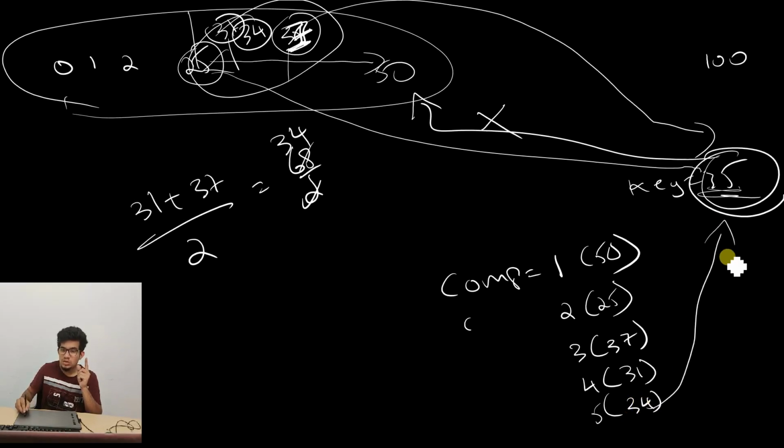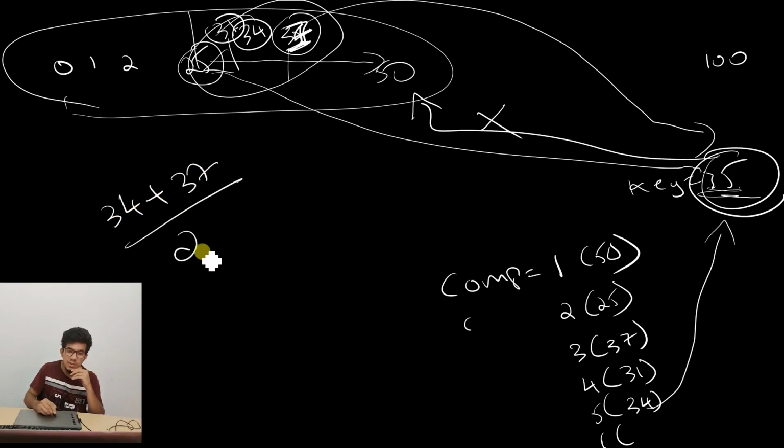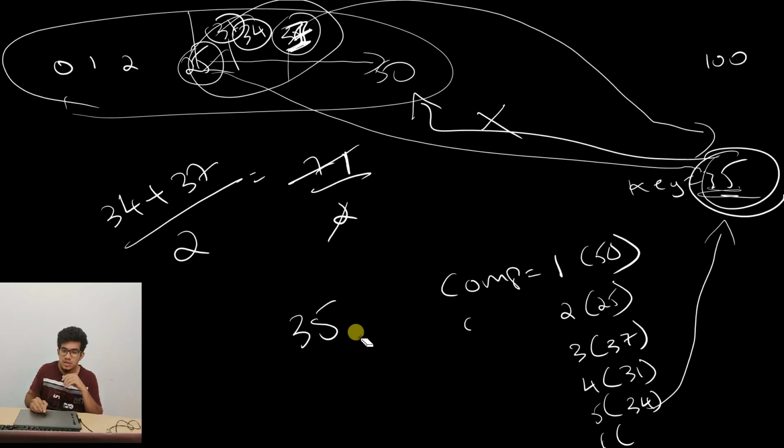Is 34 equal to 35? No. Again we have to do the sixth comparison, right? 35, is it greater than 34 or less than 34? 35 is greater than 34. Again I have to split by half. So 34, I want to find the middle point. 34 plus 37 divided by 2, that will be 71 by 2, which is 35.5. That 0.5 is lost, answer is 35. So we'll split at 35 now. Sixth comparison is 35.